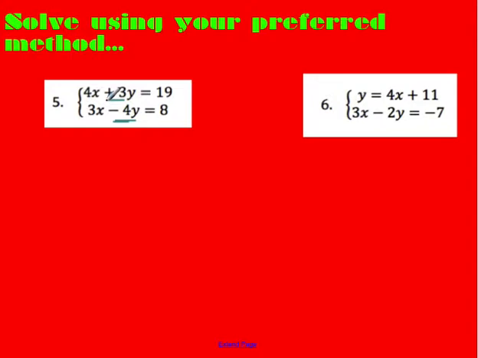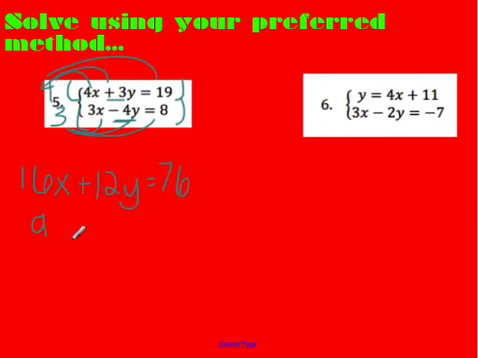So I ask myself, what do I need to multiply 3 by to get to 12? And that's 4. And next, what do I need to multiply 4 by to get 12? And that's 3. So now I need to distribute each of these in on either side. So 4 times 4 is 16. 3 times 4 is 12. And 19 times 4 is 76. So all I did was distribute the 4 into each of those parts.